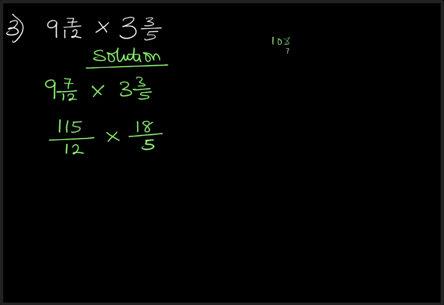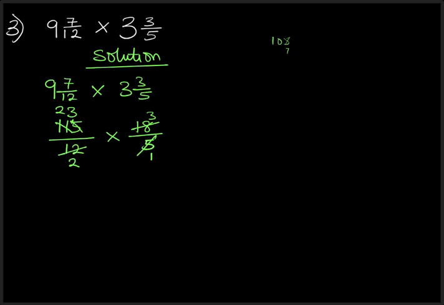Okay, so let's check. Remember the rules: up and down, numerator and denominator that have common factors. Any up and any down can work. So let's see, 115 and 5 end with 5, so 5 can divide. 5 into 5 is 1. 5 into 11 is 2 remainder 1, 5 into 15 is 3. So we have 23 there. And then we have 12 and 18. I believe they have something in common. 6 can divide them. 6 into 12 is 2, and 6 into 18 is 3.